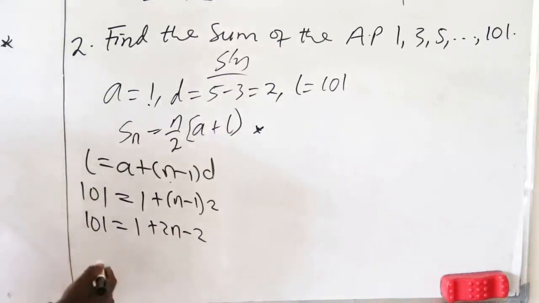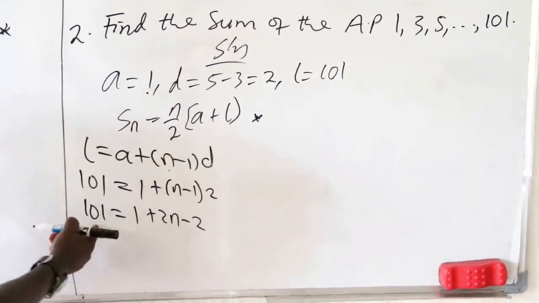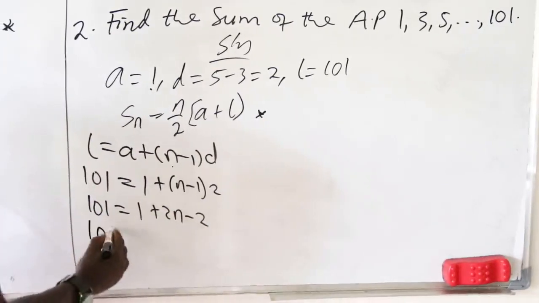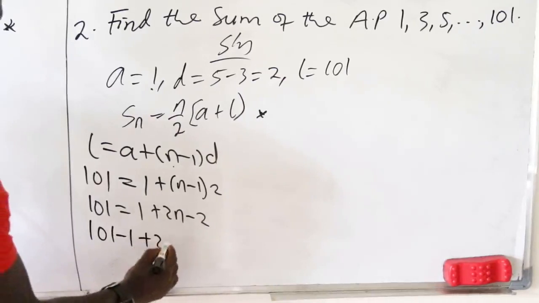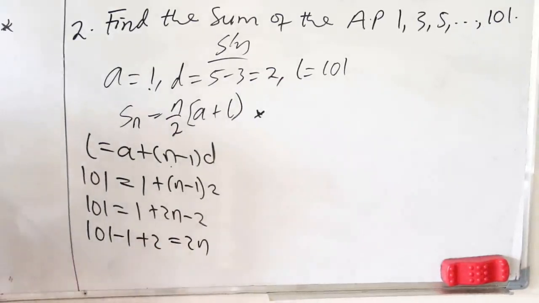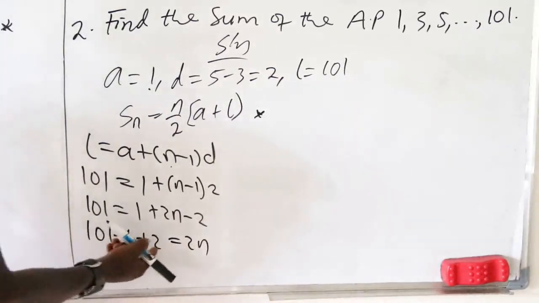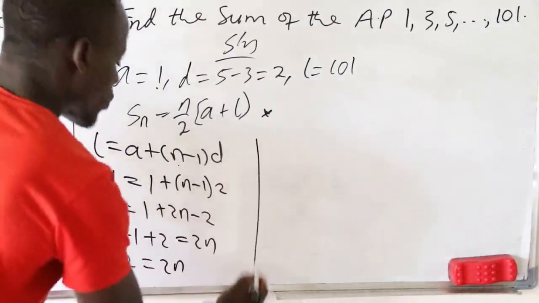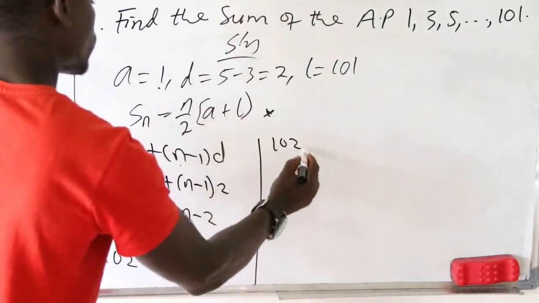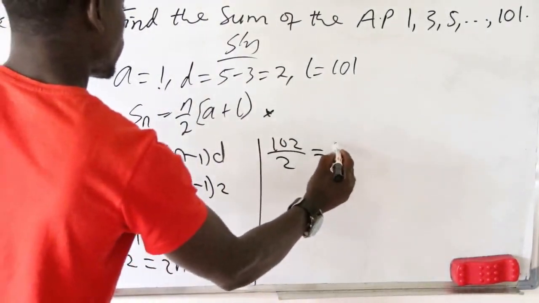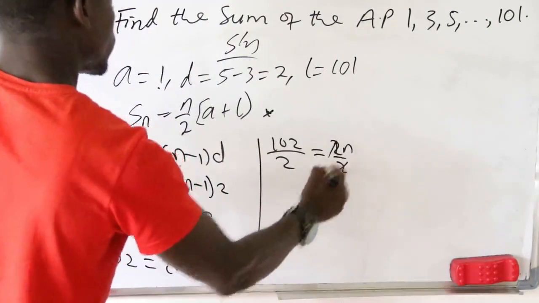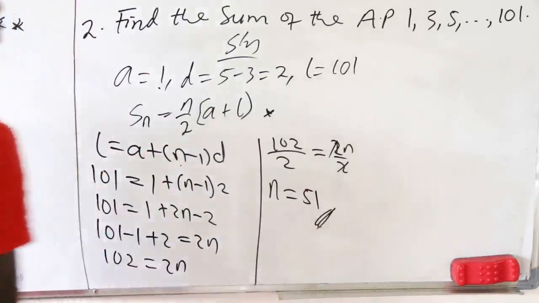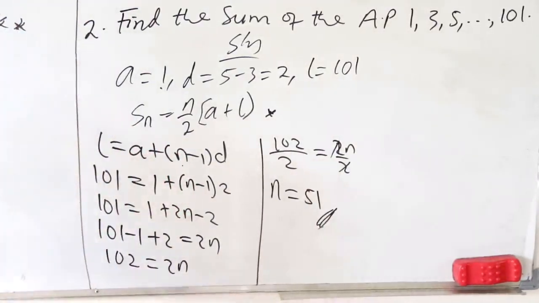If you collect like terms here, this is 101, bring this 1 over and it will be minus 1, which is 100. Then if you bring that 2 over, we have 101 minus 1 plus 2 equals 2n. So 101 minus 1 is 100, plus 2 is 102, equals 2n. So we divide 102 by 2, and 2n all over 2, the 2s cancel. Our n will be 51. So that means there are 51 terms in this AP.